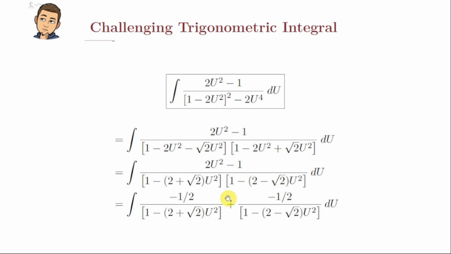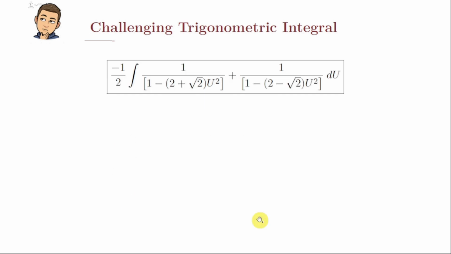Then using partial fractions, it is very easy to check. You can check by yourself. By partial fractions, we get this. We break it up into these two terms, each with coefficient minus half. So this is the integral that we have to compute. And now let me use substitution.